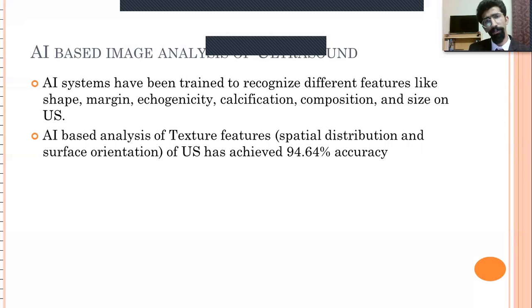The texture features, that is the spatial distribution and the surface orientation on the ultrasound of the thyroid, have also been used as a pattern on which the AI-based models have been trained. An accuracy of 94.6% has been achieved with this.